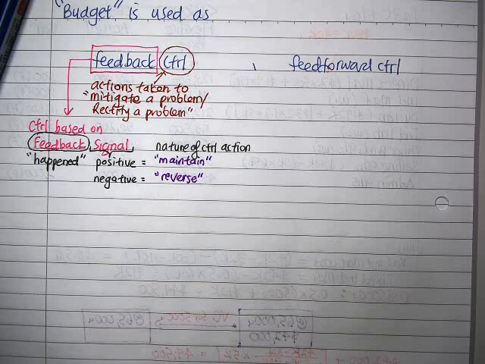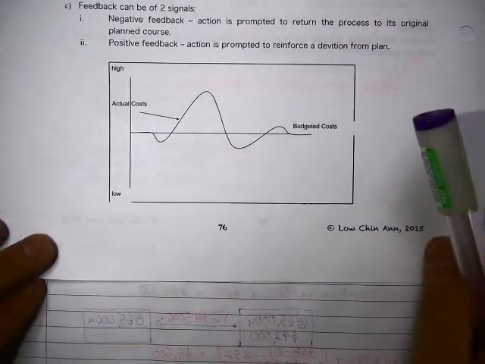And negative is we want you to reverse the deviation. Now that's the main difference that we see: maintaining and reversing. Okay, so how it works is in this manner. So I just come to page 76.